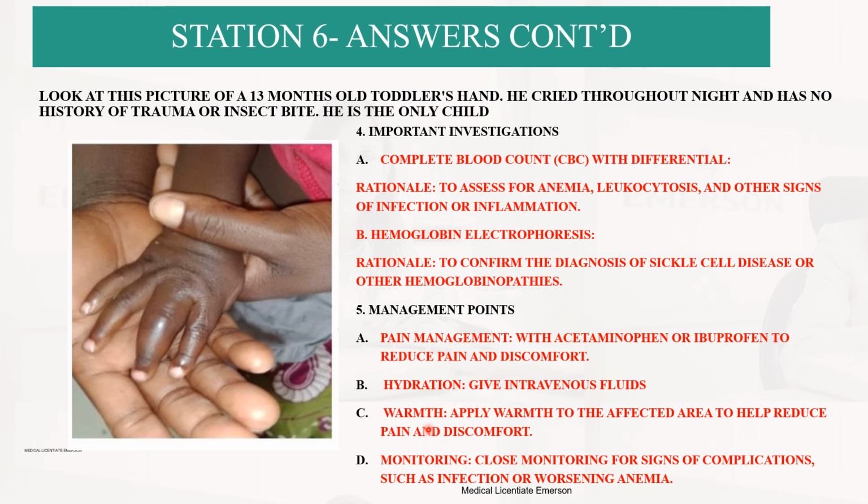Then C, we are going to make sure the child is kept home. So our number 3 management point is warmth. So you have to apply warmth to the affected area to help reduce pain and discomfort. Then D, monitoring. So you have to do a close monitoring for signs of complications such as infection or worsening anemia. So that's the end of station 6.